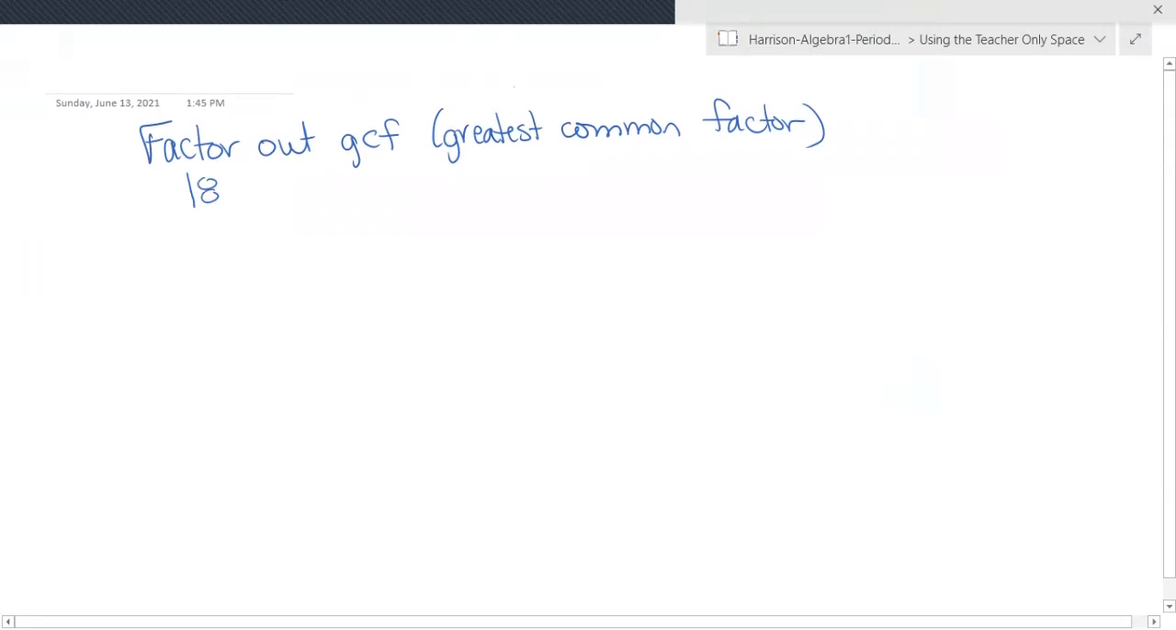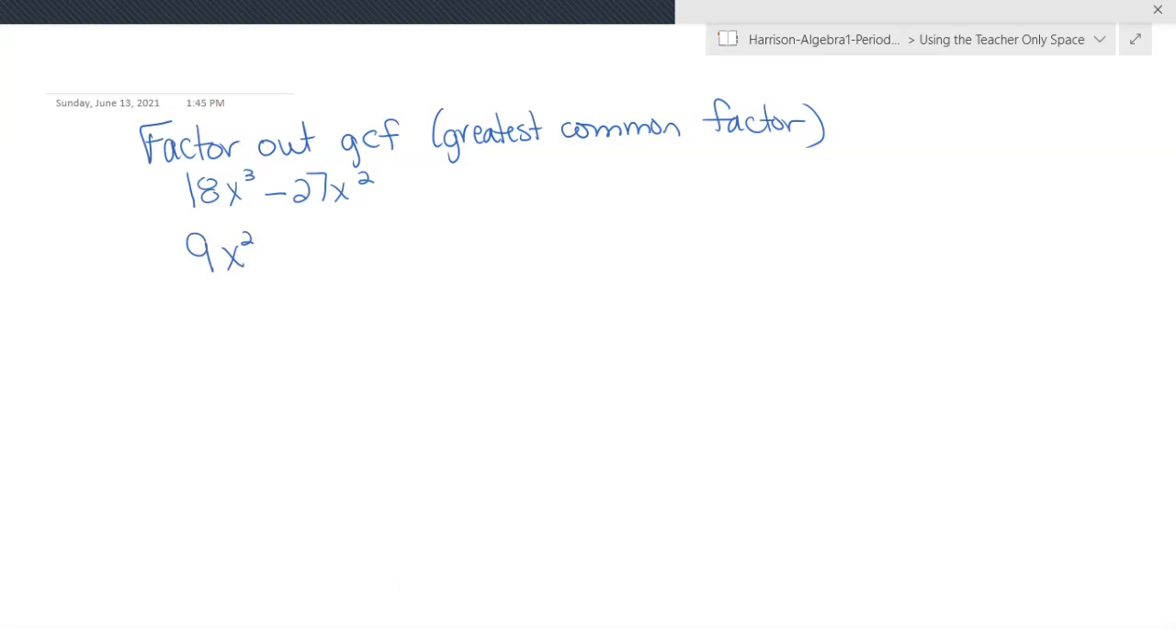If I have 18x cubed minus 27x squared, we're looking for the largest number that goes into 18 and 27 evenly, and that would be 9. And then x cubed and x squared, the largest number of x's that go into both of those would have to be the smallest exponent, which is x squared. So the GCF of two variables is always the smallest exponent. So what we have found is the GCF.